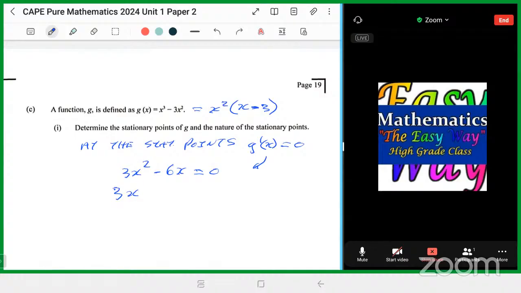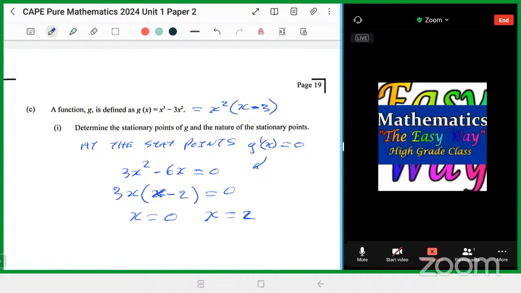And I'm going to get x minus 2 equals 0. So you see I'm getting x equals 0. That's a stationary point at x equals 0, here on the y-axis. And at x equals 2. All right, so those are 2 places.